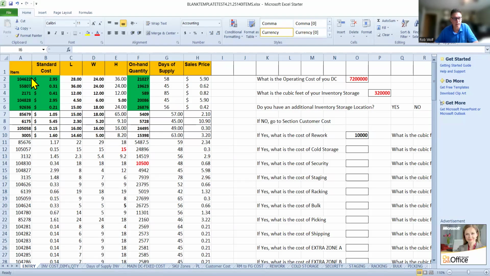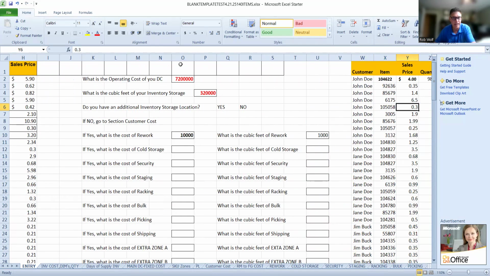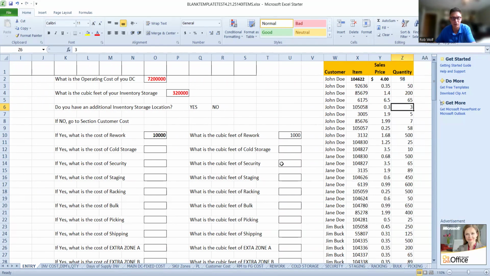So I'm going to need your customer information, the item or SKUs in this exact order. Okay, this is my data entry screen. And as we move over, I'm going to ask you some questions about areas within the distribution center, the warehouse. Do you have rework or whatever? I'm going to ask you some questions.